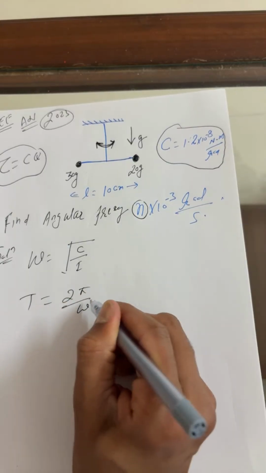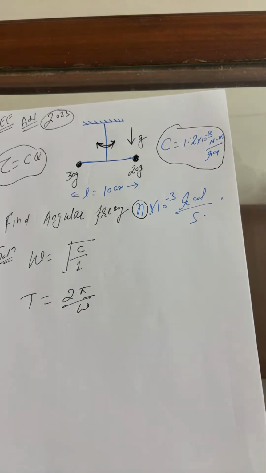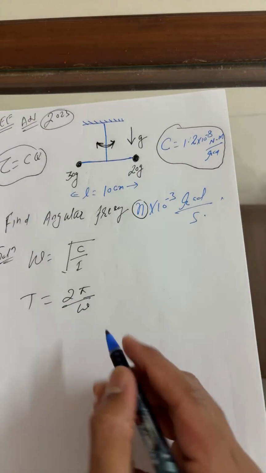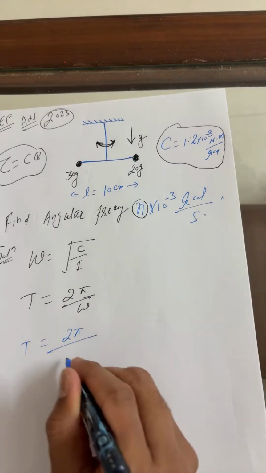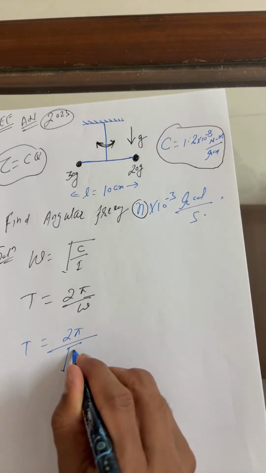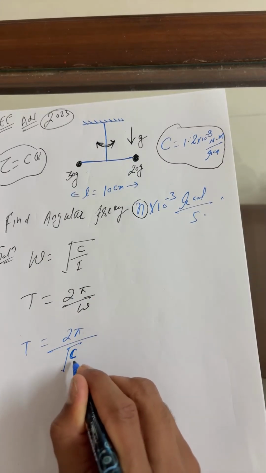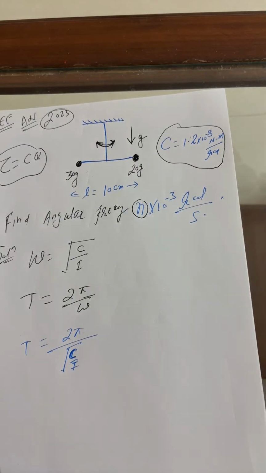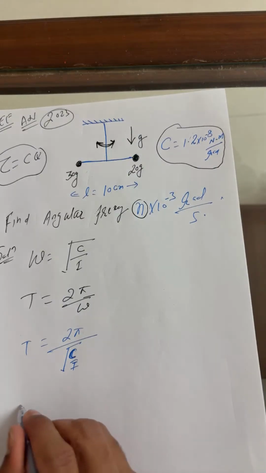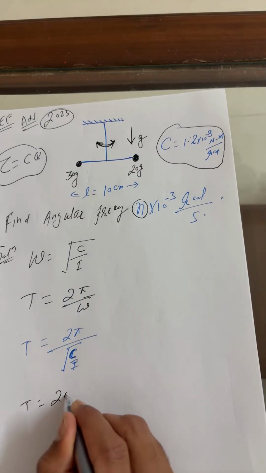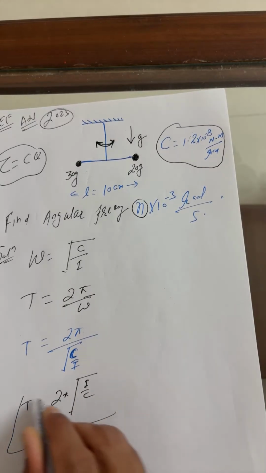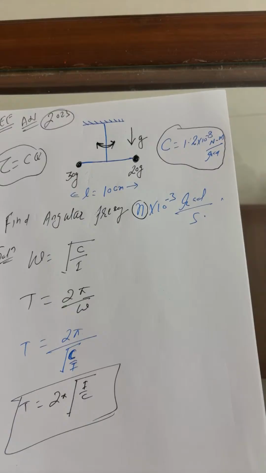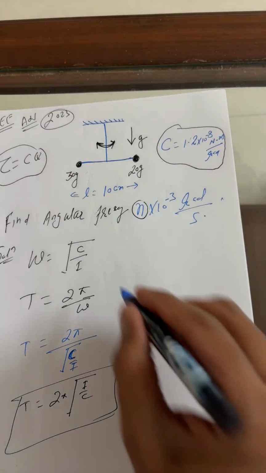I hope all of you remember this; I repeated it multiple times in the same lecture today. Time period is 2 pi by omega, so time period is 2 pi root of I by C. Here I is nothing but the moment of inertia.